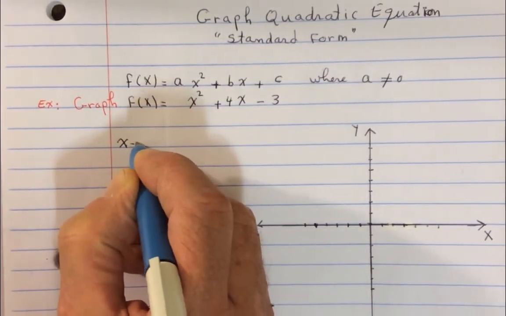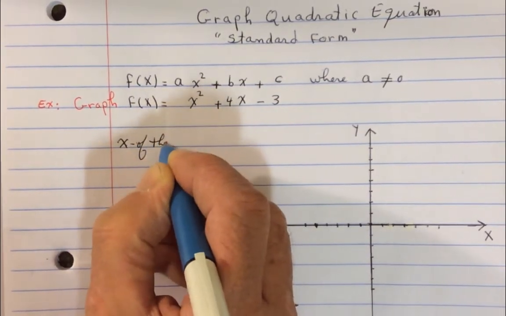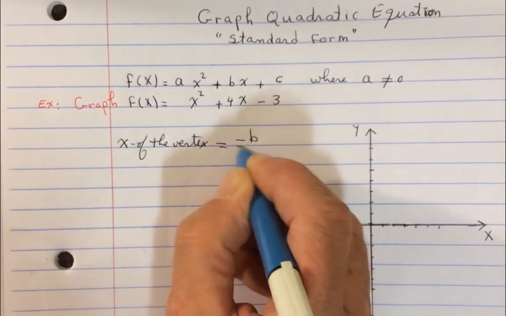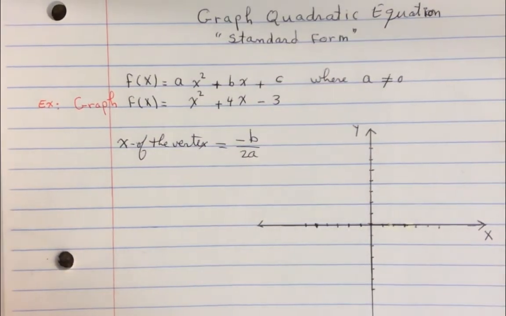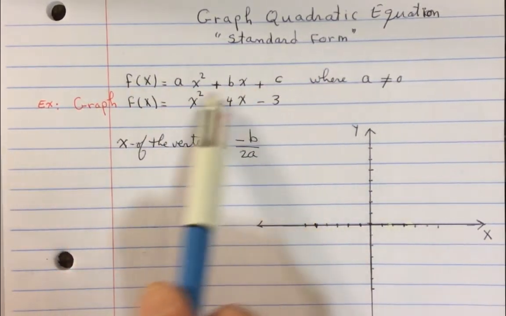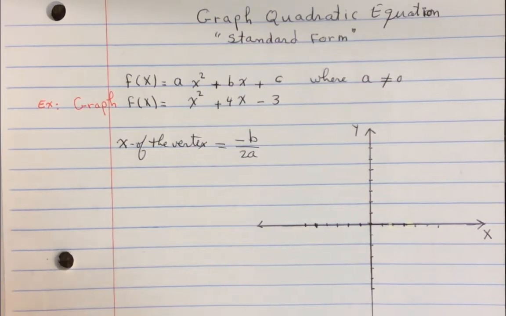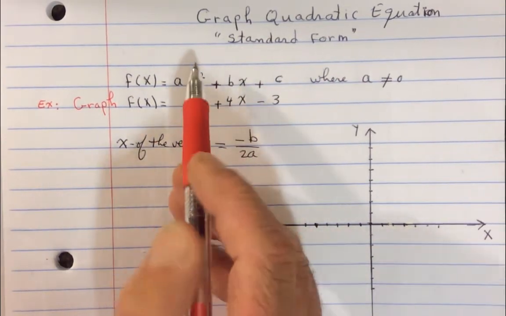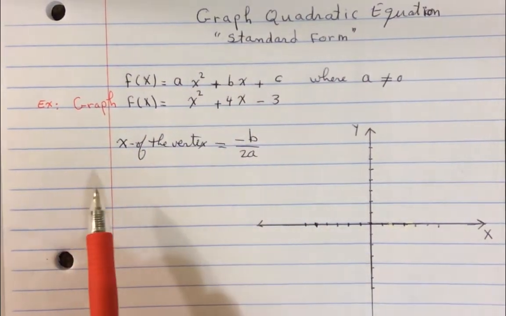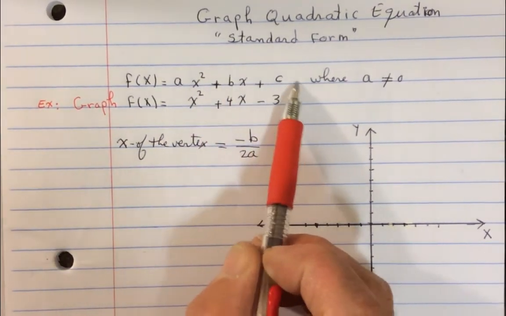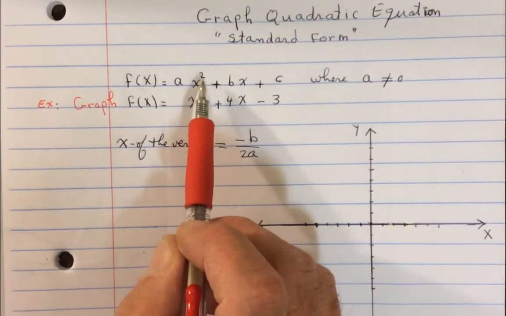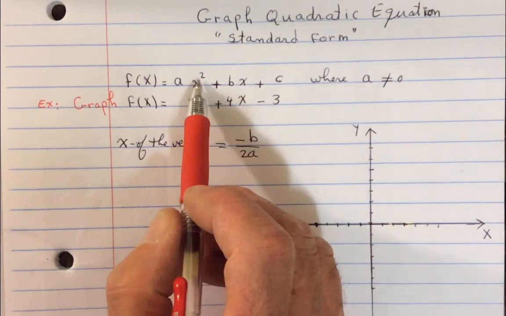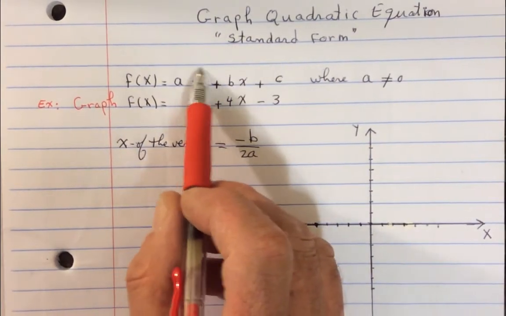The x of the vertex equals negative b divided by 2a. So now if you want to graph this one, we need to figure out what a, b, and c are. A is the coefficient of x squared. By the way, this exponent, the 2, is the highest exponent in this function, so we call this function second degree. The degree of the function is the highest exponent of x.